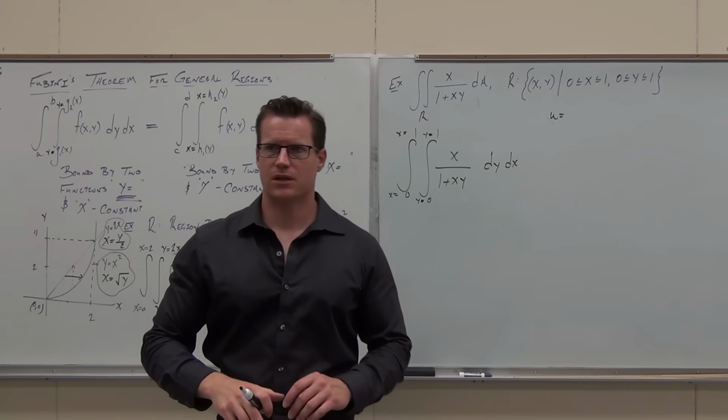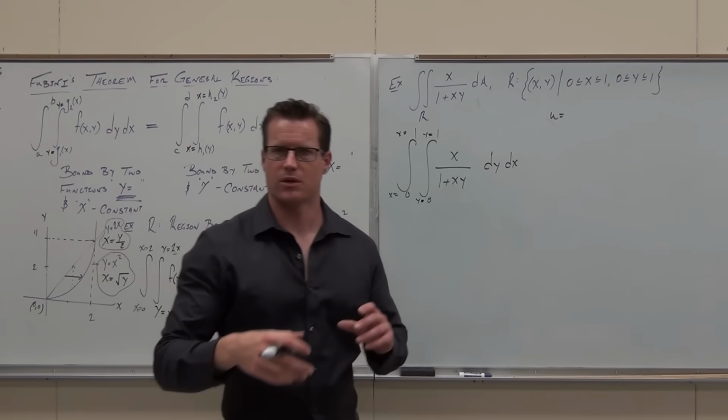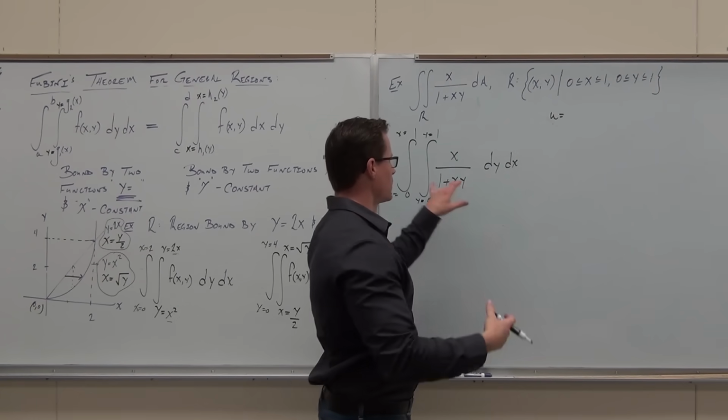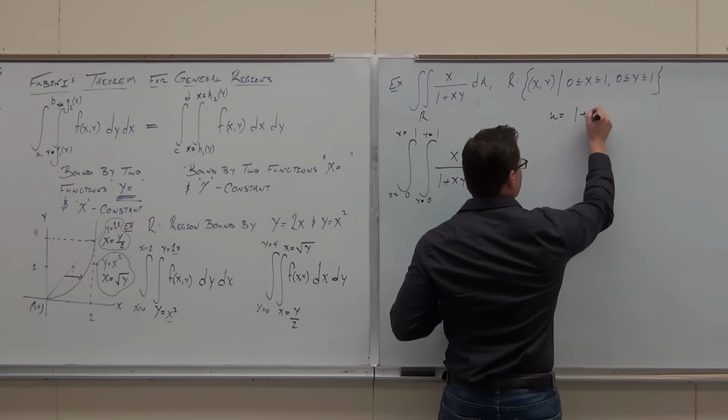A u-sub is the opposite of a chain rule. It's almost always a composition. It's usually the ugliest thing. Here it's the ugliest thing in the denominator.